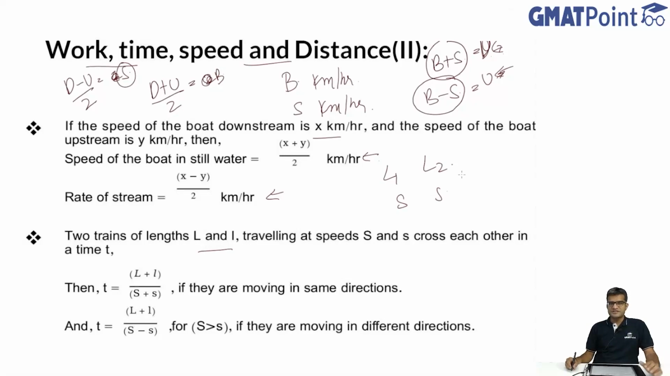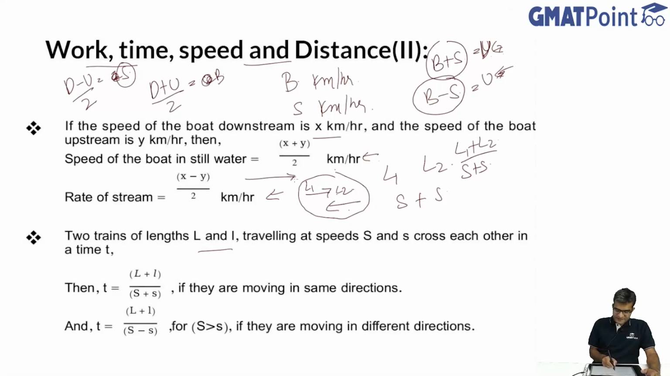If they have to cross each other, if this is say one train and this is another train, the total distance that they have to travel is L1 plus L2. And if they are traveling in opposite directions, the relative speed will be capital S plus small s. So the time it takes for them to cross each other will be L1 plus L2 divided by capital S plus small s if they are going in opposite directions.